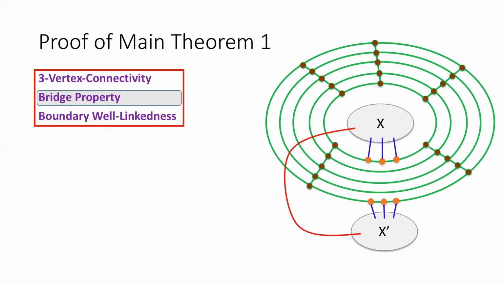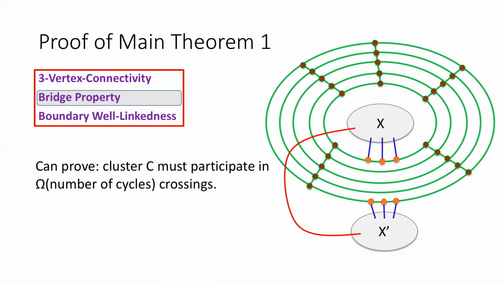So what if this bridge property does not hold? For example, there's an additional edge in this example connecting X to X prime. Now if we remove the green part, then the remaining part is connected. And we're still forced to make all orange vertices lie on the same face.